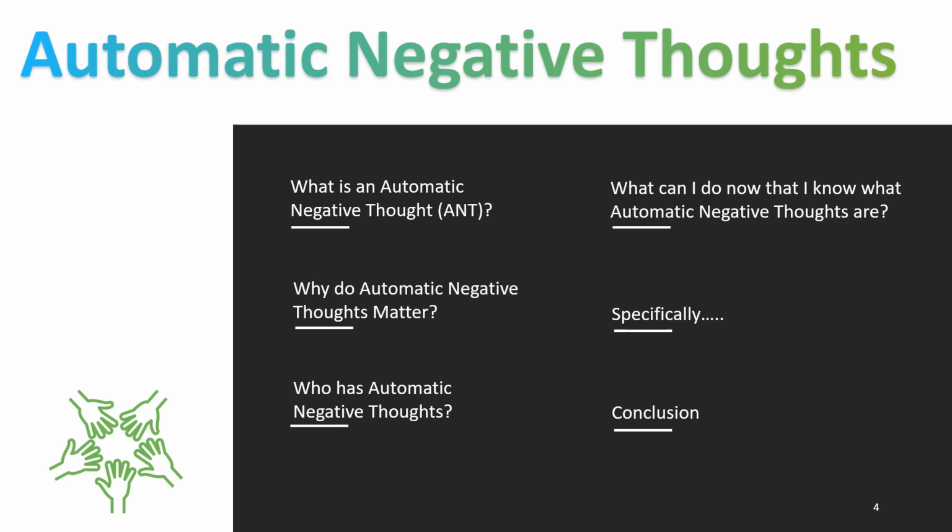Why do automatic negative thoughts matter? These thoughts reflect the filter through which an individual sees the world around them and sees themselves. These negative thoughts are very common in depressed persons. When a person has repetitive or frequent negative thoughts, they often feel helpless and hopeless, discouraged, sad, and doubt their own capabilities.